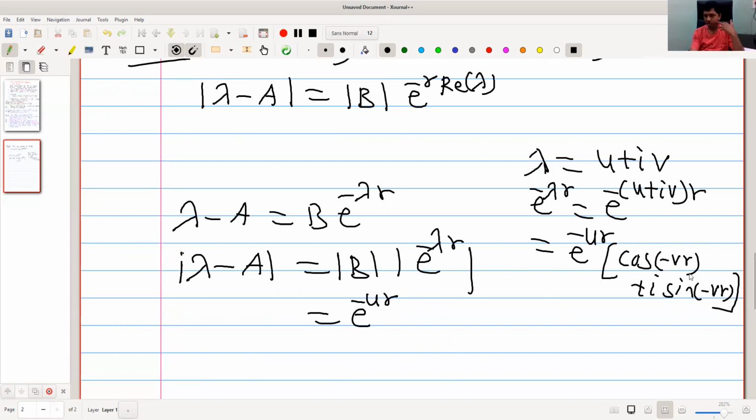Okay, and the absolute value of this, cos of minus vr plus i sine of minus vr, is the square root of cos square minus vr plus sine square minus vr. Okay, so cos square plus sine square will be 1. So simply we have this thing. But what is u? u is the real part of lambda. So this is nothing but e raised to minus real part of lambda into r. Okay, so this comes.